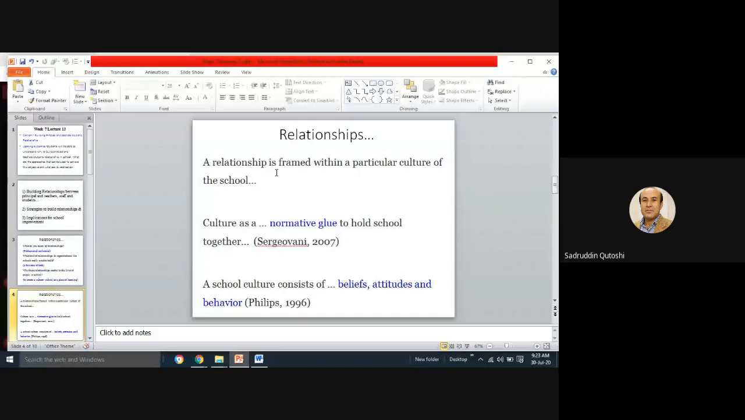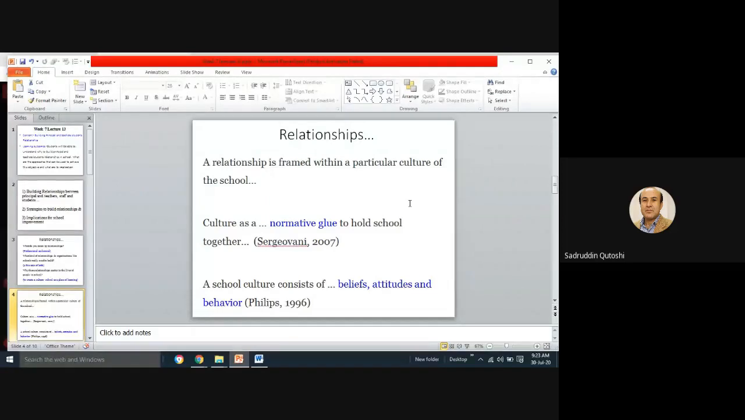A relationship is framed within a particular culture of the school. Without creating a culture, without understanding the importance of a culture, your relationship could not be so healthy. So you need to be very clear about how to develop this relationship. You need to look at the particular culture of the school.